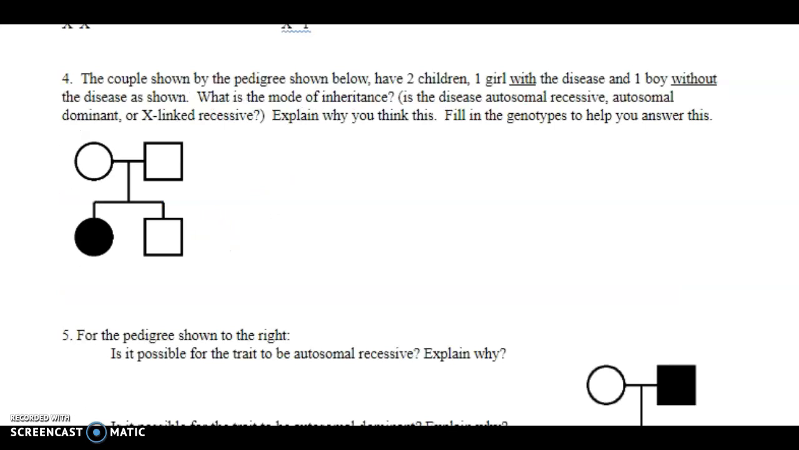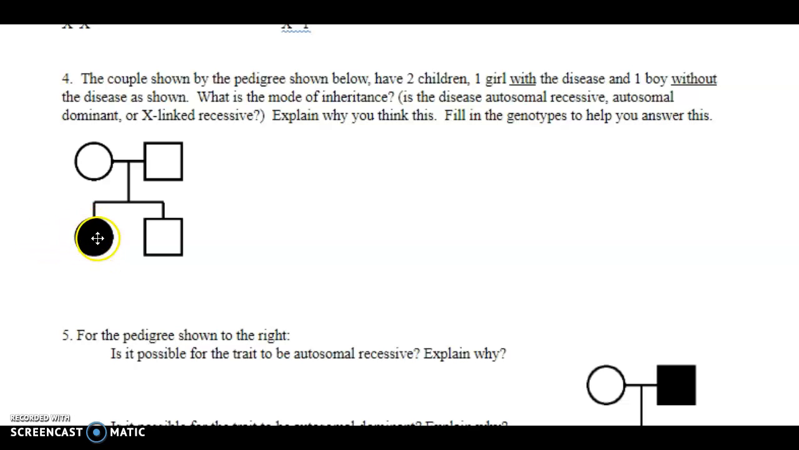Okay, number 4 says the couple shown in the pedigree below have 2 children. One's a girl with the disease and one's a boy without. Shaded in means that she has that disease. And we need to figure out the mode of inheritance. Is this disease autosomal recessive, autosomal dominant, or X-linked recessive? And I'm going to explain how we think so, and we're going to fill in the genotypes.